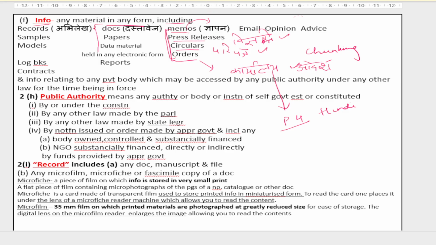Then the next group. It includes documents, papers, data material held in any electronic form and reports. So these have certain similarity and hence they can be clubbed together for memorizing: documents, papers, data material held in electronic form and reports. Now we move to the next group. Now samples and models, they can be clubbed together. Also, we can include record in this group for memorization. So record, samples and models. Then email, opinion, advice.